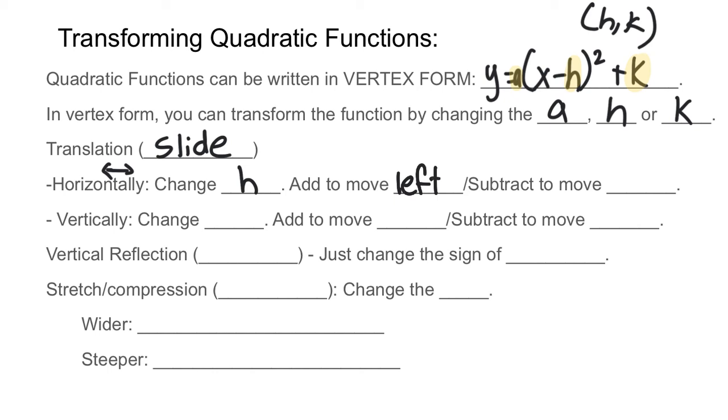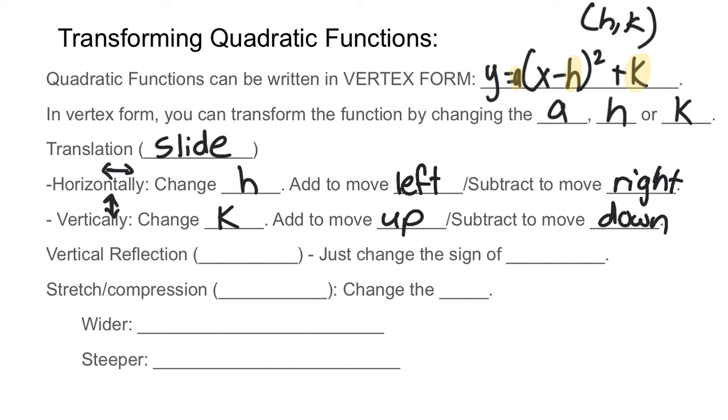If you want it to shift to the right, you're going to subtract to move it to the right, which seems opposite of what it should be, but because that number represents the opposite of h, adding and subtracting opposite works like that. Now, if you're going to change it vertically, slide it vertically, that would be sliding up or down. You're going to change the k. Add to move up, subtract to move down.